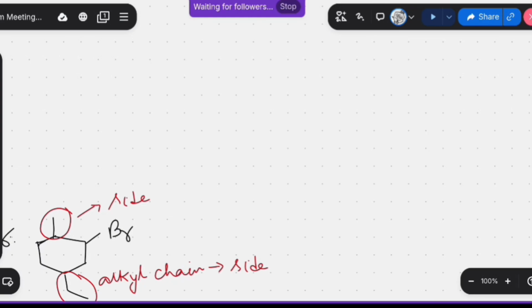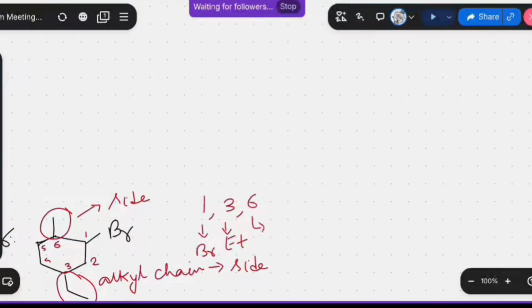If we number from bromine, it's 1, 2, 3, 4, 5, 6. If you consider this numbering, then it becomes 1, 3, and 6. At one position we are having the bromine atom. At the third position, we are having the ethyl group. ET denotes the ethyl group.